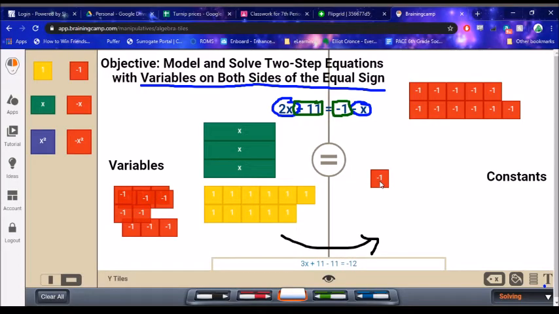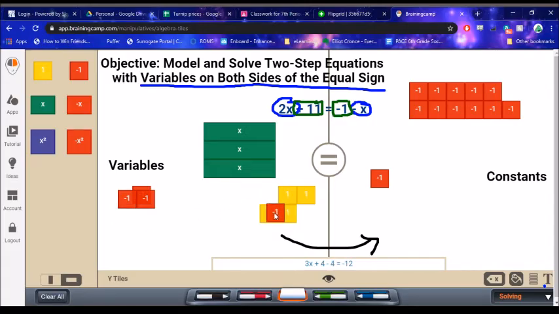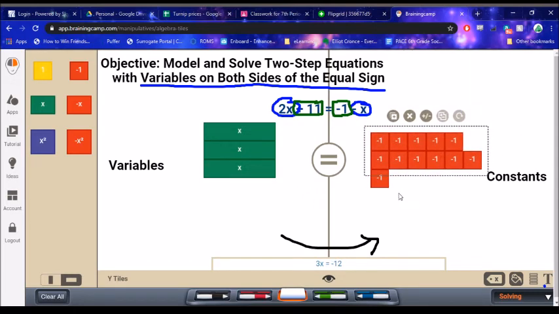Okay, so since there's nothing to cancel it on the right, the -1 minus 11 just gives you -12. You only start canceling stuff out if you have yellows and reds together. We can't have that. So these 11 -1s are canceling out the 11 positive ones. Okay, and now we have our variables on the left and we have our constants on the right. We're left with 3x equals -12. So that was step 1. We've done it. We've separated variables and constants.